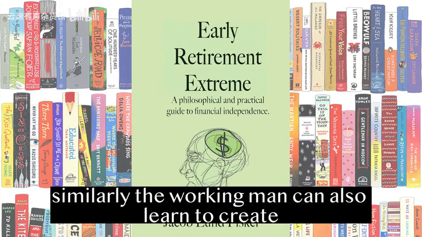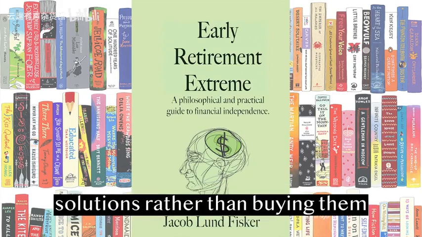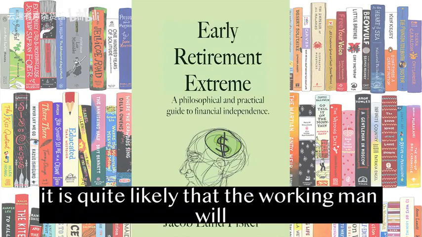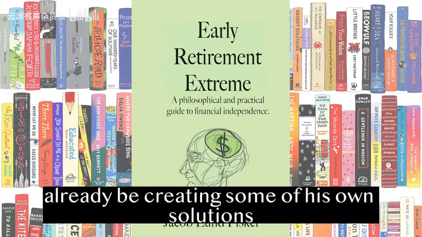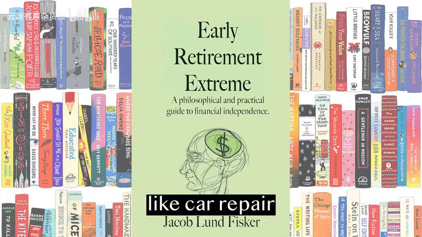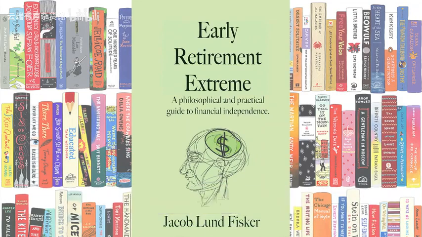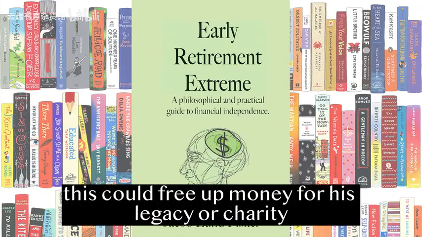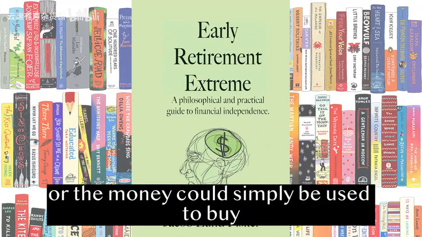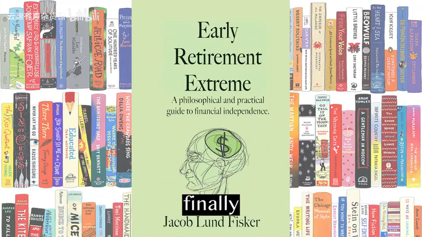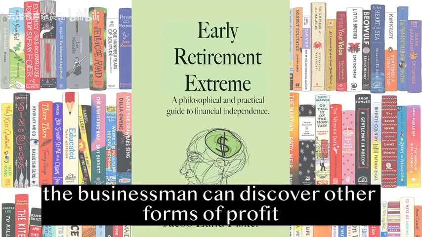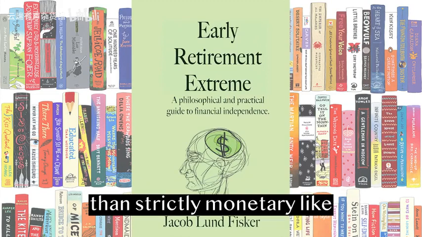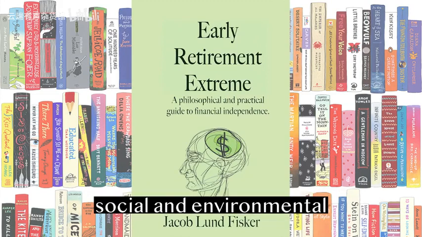Similarly, the working man can also learn to create solutions rather than buying them. In particular, it is quite likely that the working man will already be creating some of his own solutions, like car repair, lawn maintenance, plumbing, and so on. This could free up money for his legacy or charity, or the money could simply be used to buy time for early retirement. Finally, the businessman can discover other forms of profit than strictly monetary, like social and environmental.